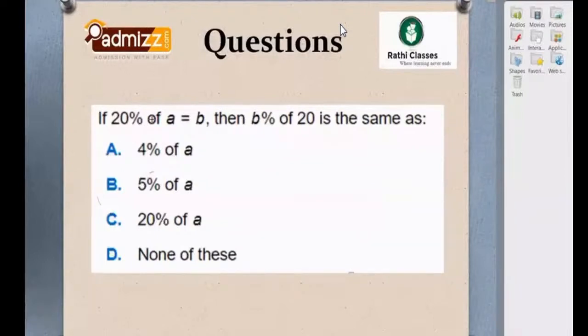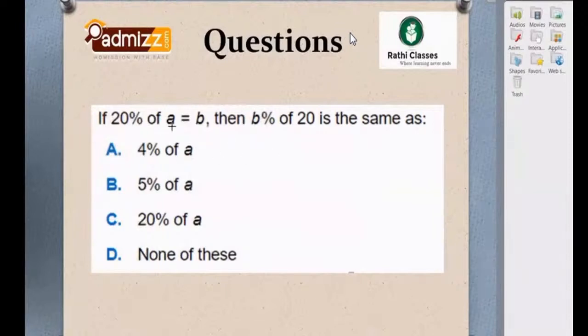In the next question, the concept is very easy. The question is: 20% of A is B, then B percent of 20 is what? You need to answer B percent of 20 in terms of A. In order to make B percent, first you need to divide it by 100 and then multiply by 20. That would be B percent of 20. Applying the same concept, 20 by 100, that is 4%. So the answer would be A.